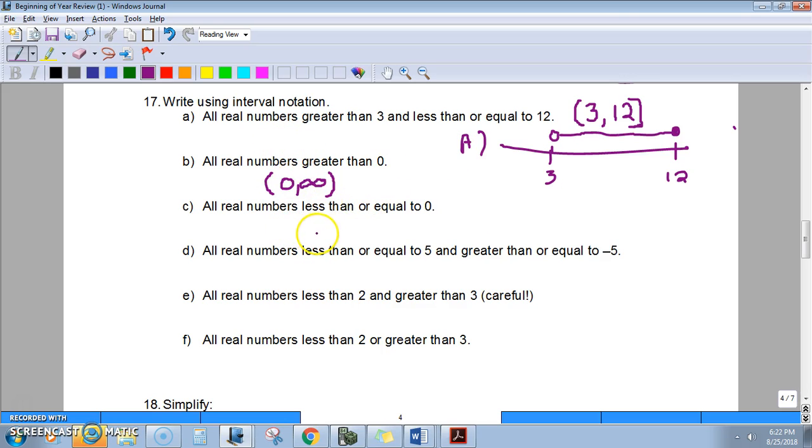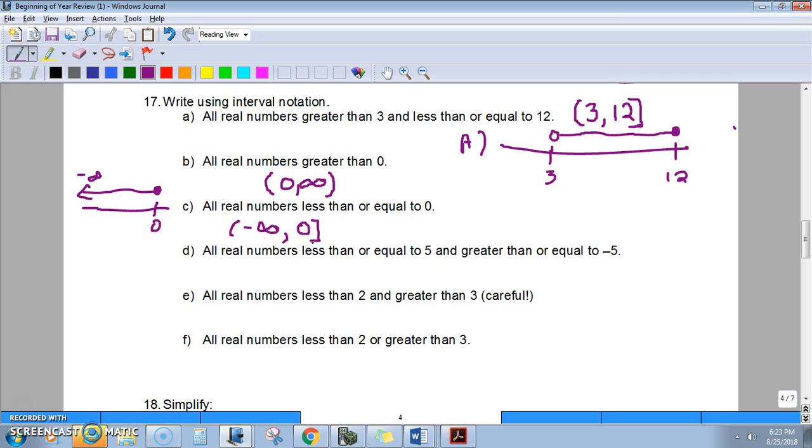All real numbers less than or equal to 0. So this is interesting, you guys, and I'm going to draw it out over here because in this case, we have 0 here, and that's going to be a closed circle because it can be equal to that. But otherwise, it's going to go this way to negative infinity. And we have to write the smallest number first. The smallest number here is negative infinity, and our largest number is 0, and that's going to be a square bracket.